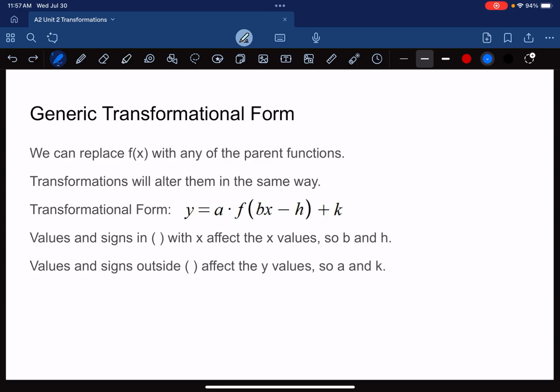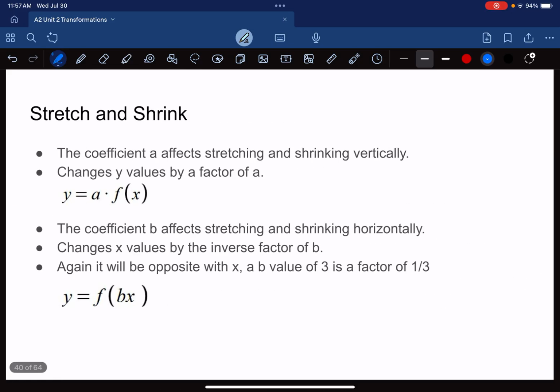Again, things inside the parentheses affect x and things outside affect y. Today in particular, we're going to have a number in place of the b and a number in place of the a, and those are the two values that can stretch or shrink the graph. For x, it's going to stretch or shrink left to right. And for y, it's going to stretch or shrink vertically, or top to bottom. Let's look at a little more detail on stretching and shrinking.